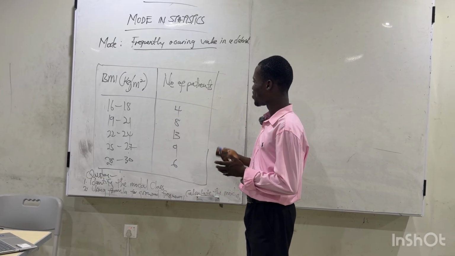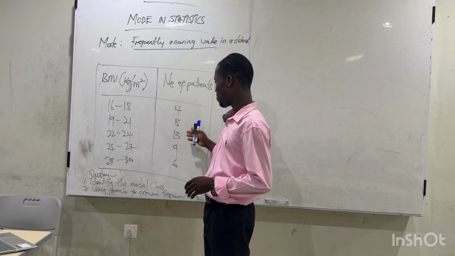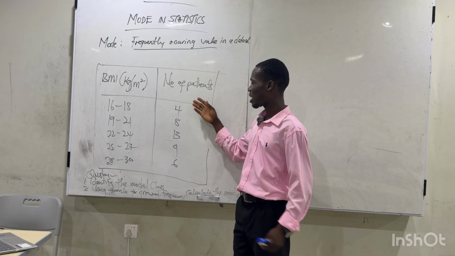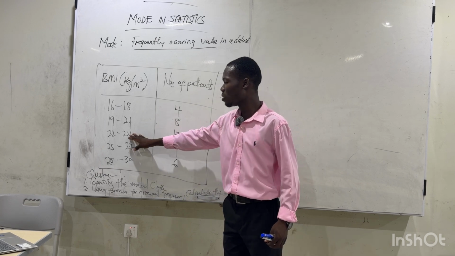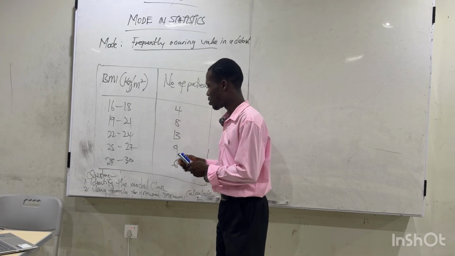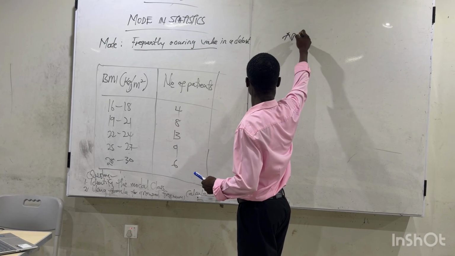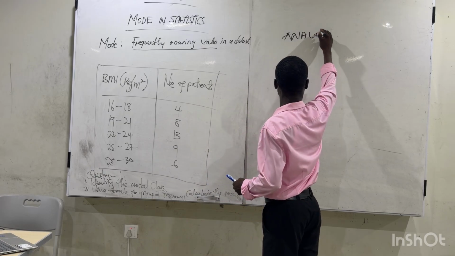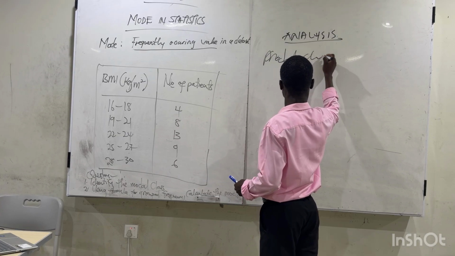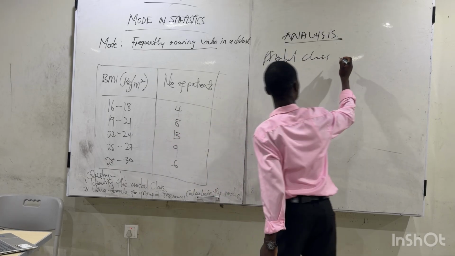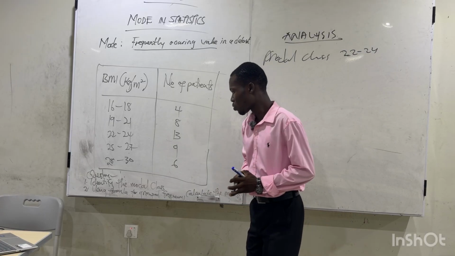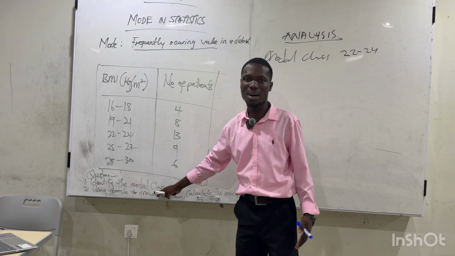After you have confirmed, this is the variable column and this is the frequency. Now you have to first identify your modal class. In identifying your modal class, you look at the highest frequency and use that one. Over here 13 is the highest frequency, so the modal class is 22 to 24. That answers question number 1.